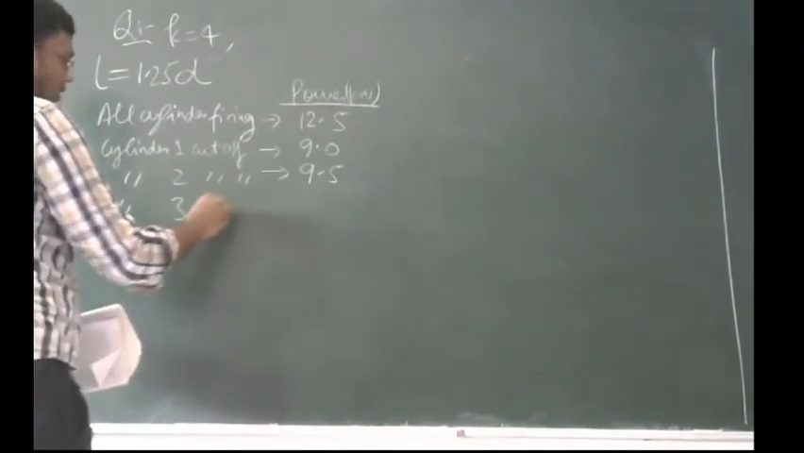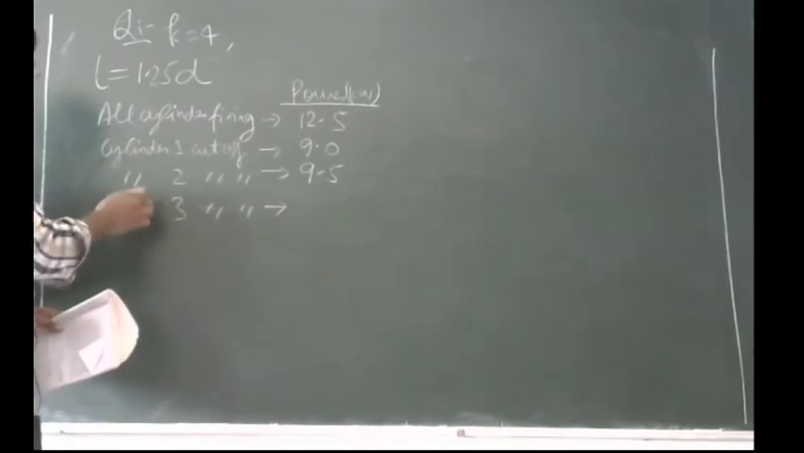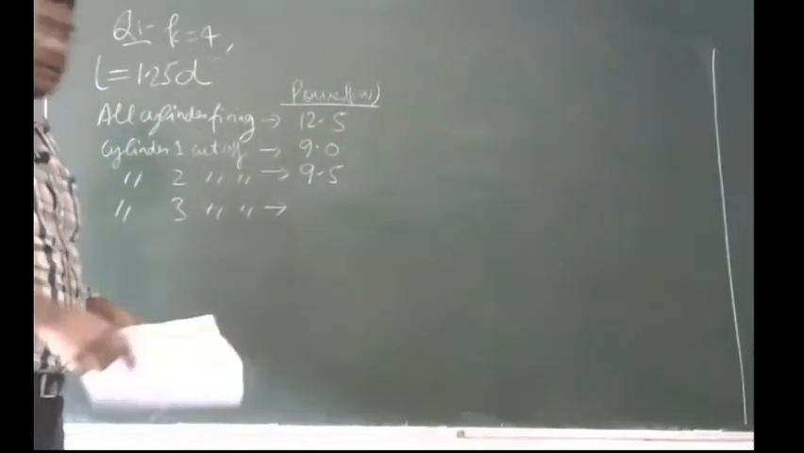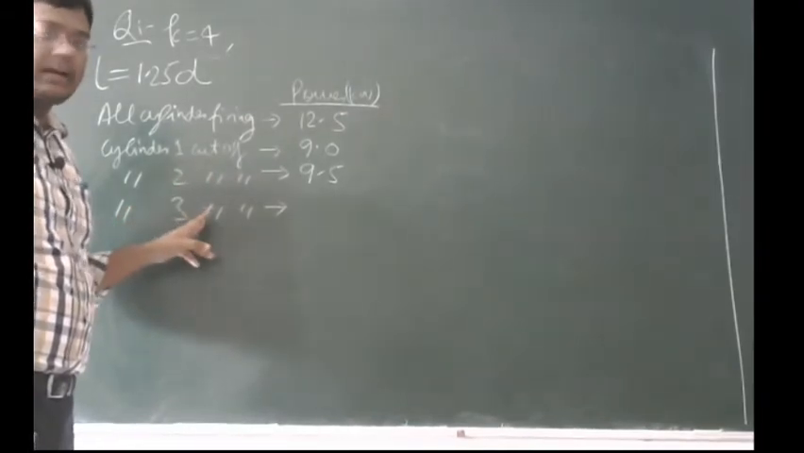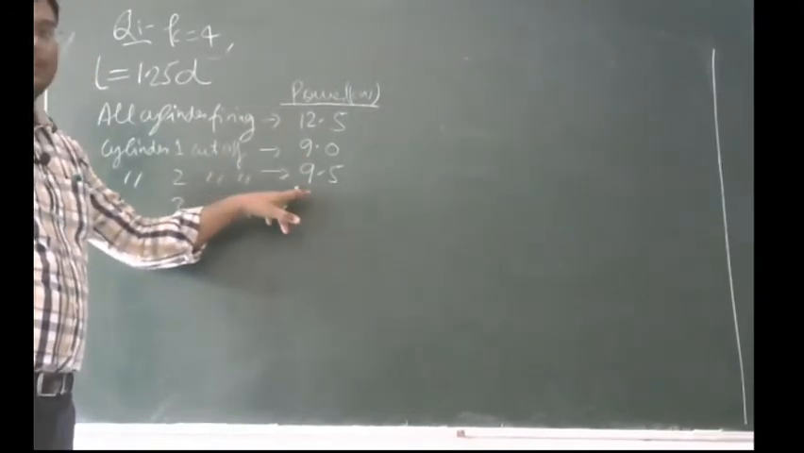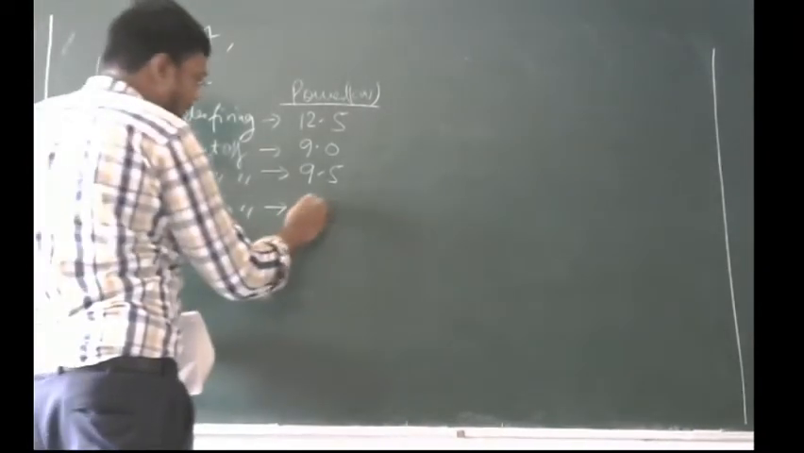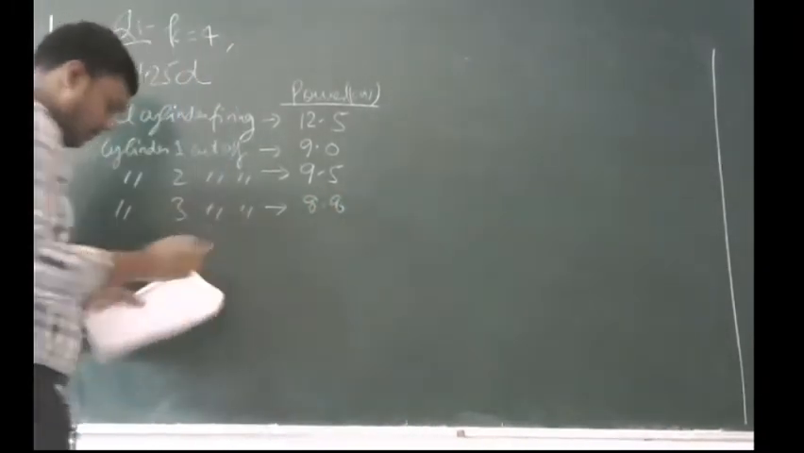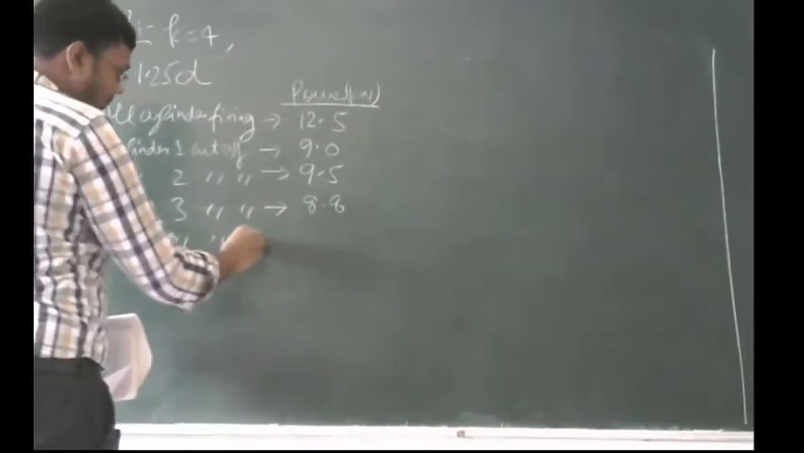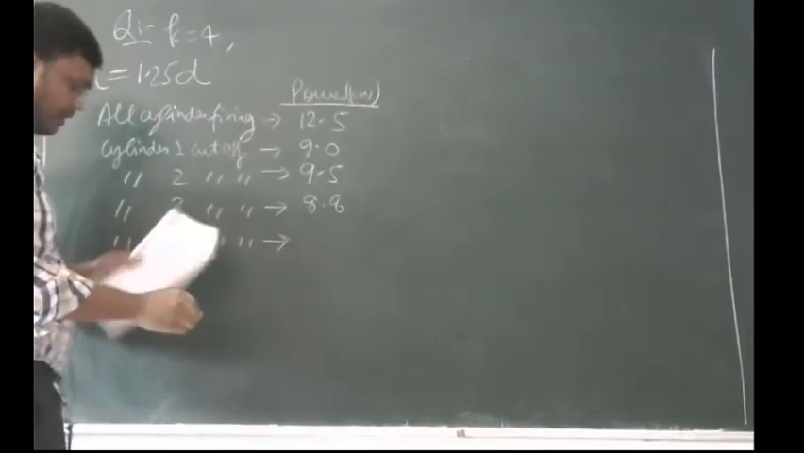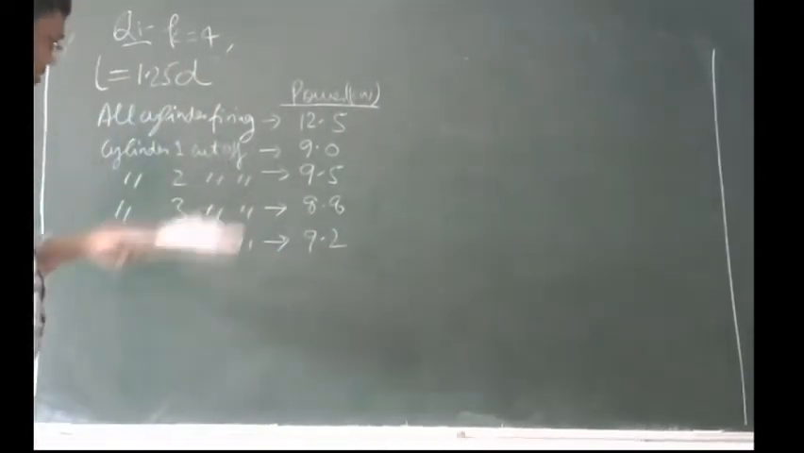Cylinder 3 cut off. So this is the test result. Actually, this is the test result. We are closing the sparking of every cylinder one by one, and we are getting the power from the remaining three cylinders. When cylinder 3 is cut off, we get the power equal to 8.8. When cylinder 4 is cut off, we get a power equal to 9.2 kilowatt. This reading is given in the question.